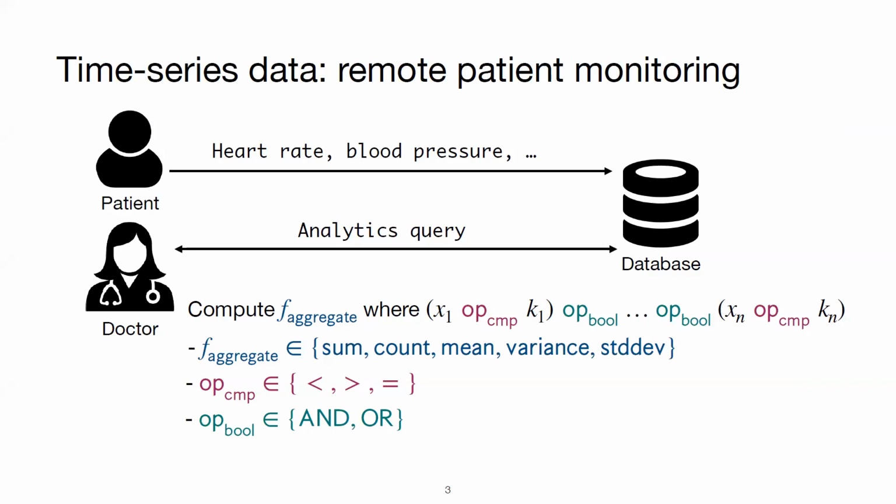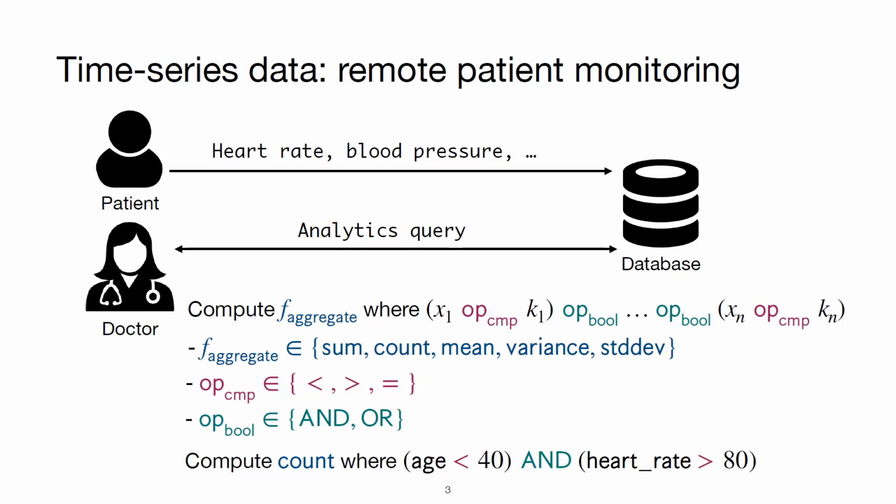So in particular, we want to run some multi-predicate aggregation query. So we want to compute some aggregation function over records that match different predicates. Here the aggregation function could be sum, count, mean, variance, or standard deviation. And we want to filter based on equality and comparison predicates, and we're going to combine them using AND or OR operators. So for example, maybe we want to compute the number of records where the age is less than 40 and heart rate is greater than 80.